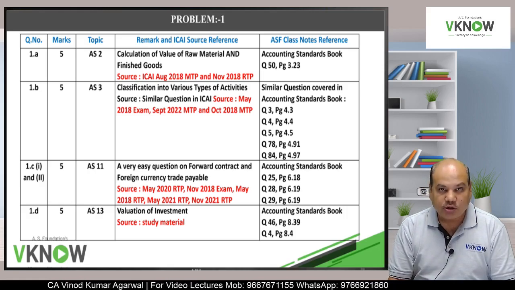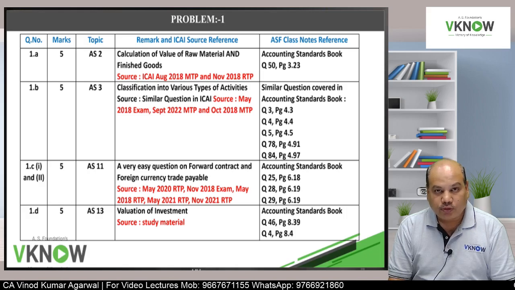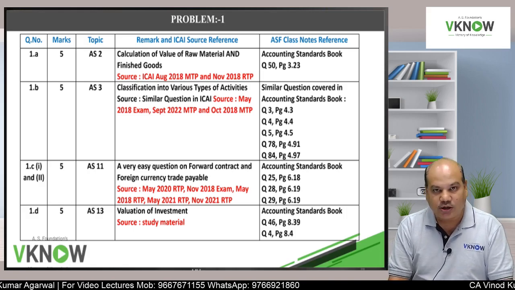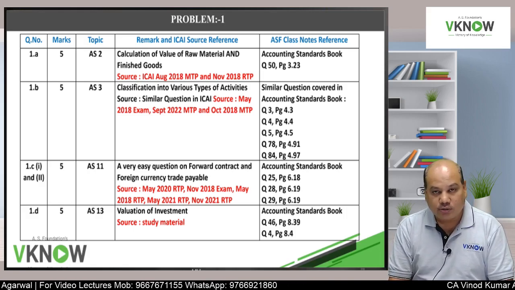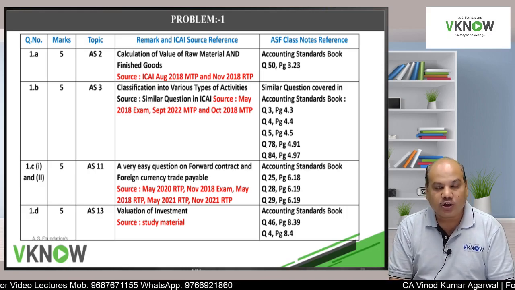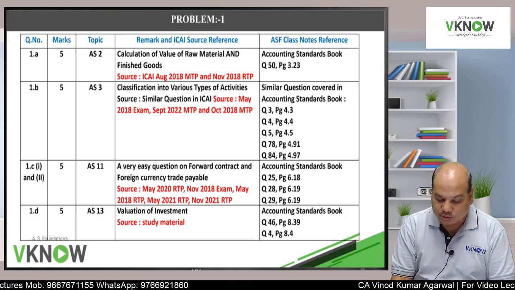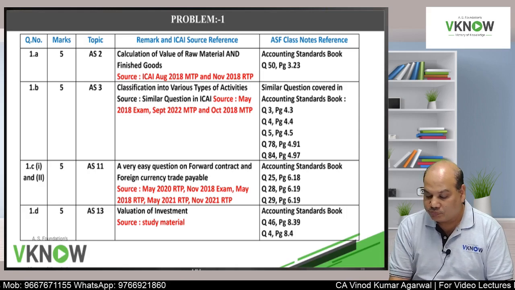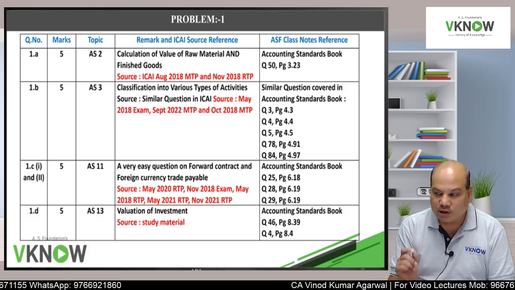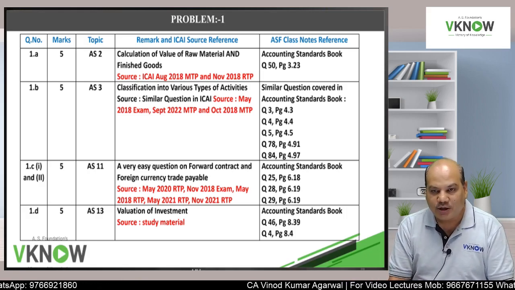84. Question number 1C had 2 parts, 1 and 2, for 5 marks. It was a very easy question on accounting standard 11, and first part was based on forward contract. The second part was based on foreign currency trade payable. Many similar questions have been asked in institute, RTP and MTP, and we also have in our accounting standard book many similar questions, like for example question 25, 28, 29.